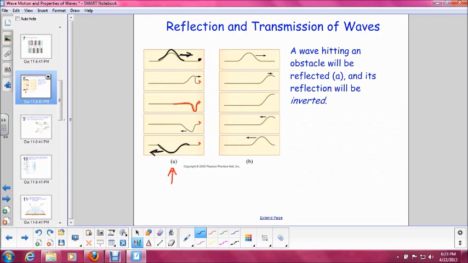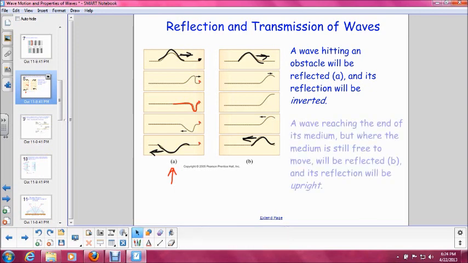Now it gets really interesting when you remove that tack and do the same thing. So if the end of the string is open to vibrate however it wants, you will still get a reflected pulse. However, the pulse is going to be on the same side as it was coming in. So in the beginning, your pulse is traveling on top of the rope to the right, and on the way back, it's still on top and to the left.